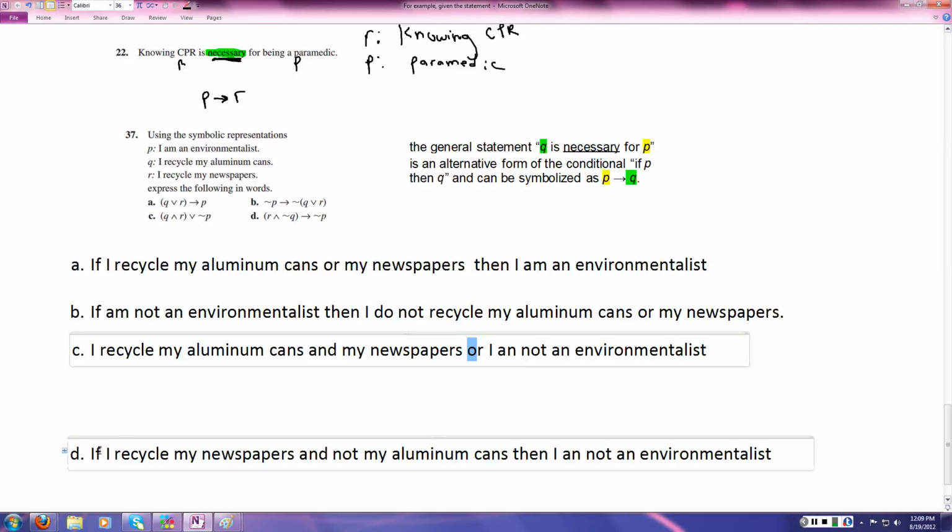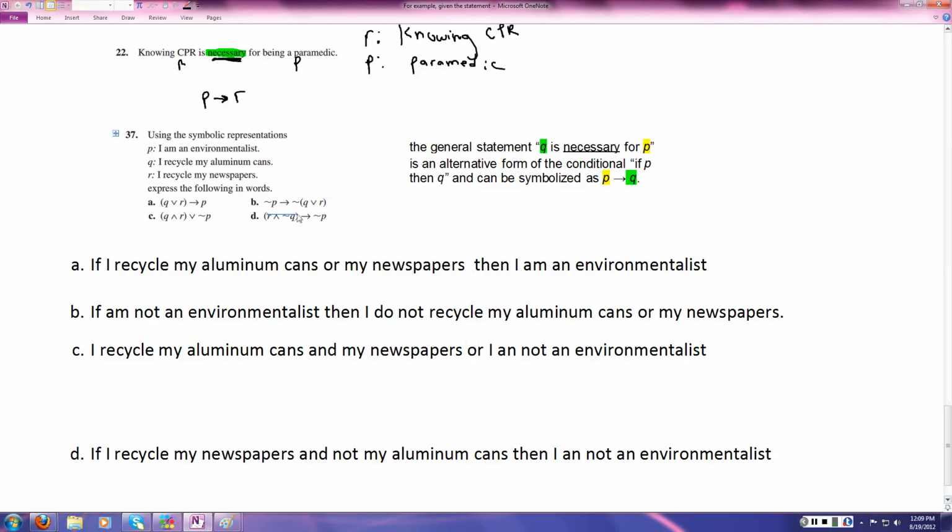And the last one is, again, a conditional, so I'm going to use if, and then what I have in the beginning, then my conclusion. So if I recycle my newspapers and not my aluminum cans, so R and not Q, then not P, then I'm not an environmentalist.